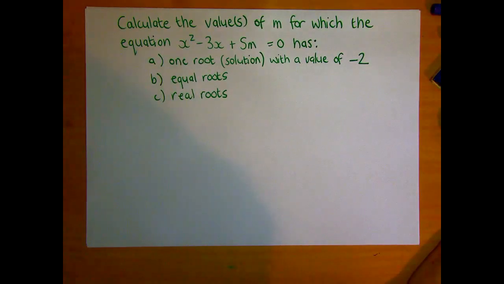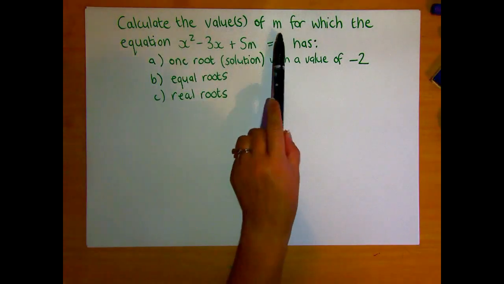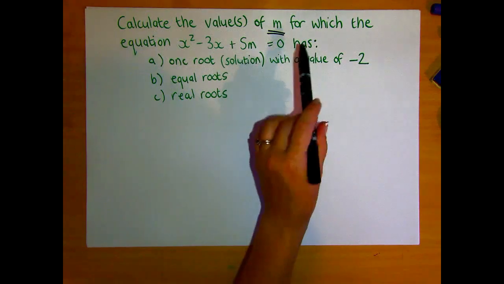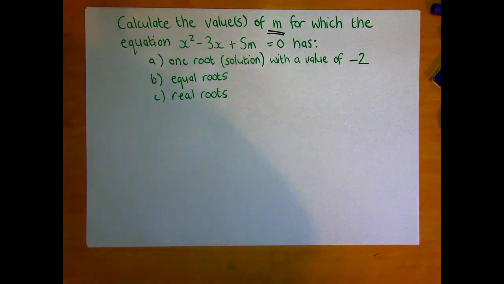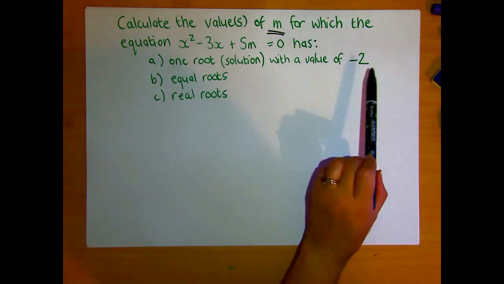Okay, these ones are about interpreting the language. So this says calculate the values of m. So we must remember that it's m that we're trying to find, okay, not x. And they say then for which this equation, and then there's 3 different scenarios. One root with a value of negative 2.